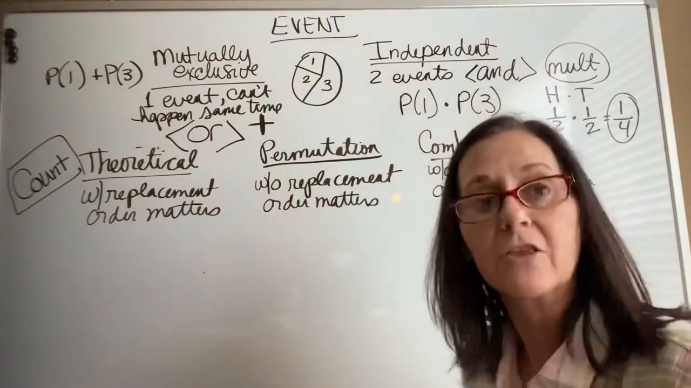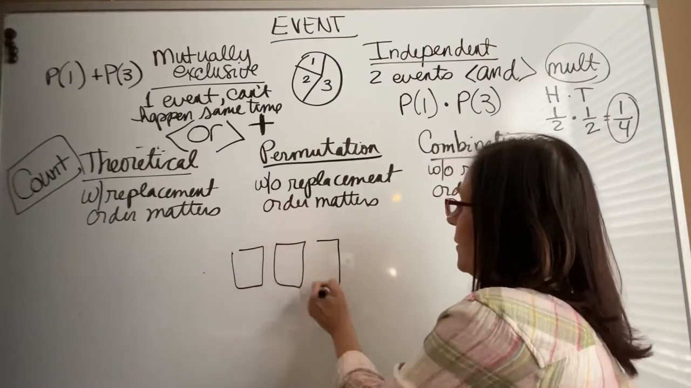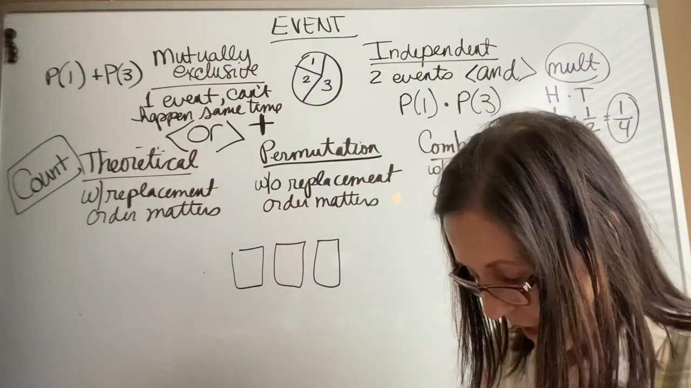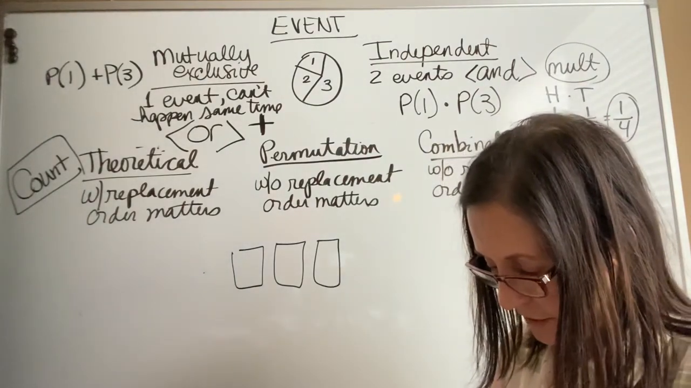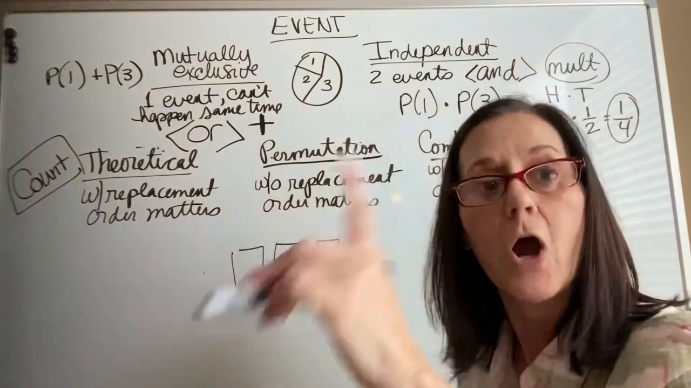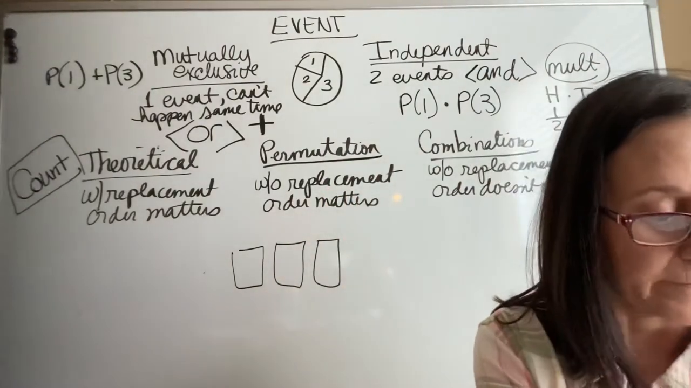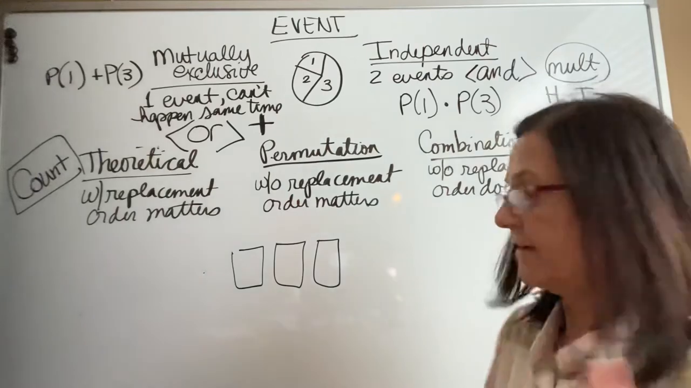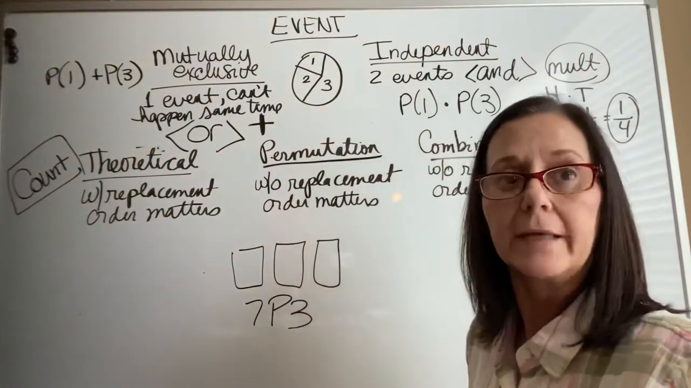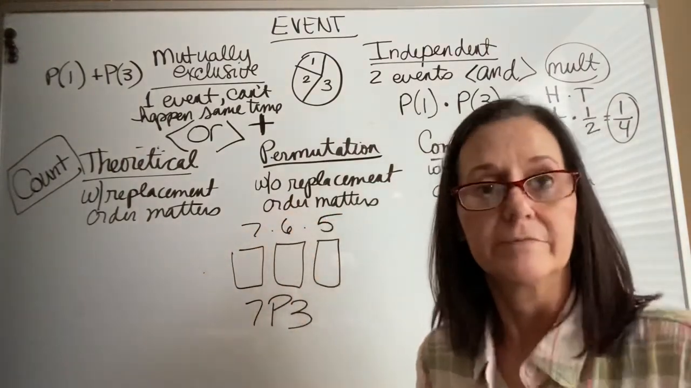116.4. How many three-letter signs can be made from the word numeral? Now I'm making a three-letter sign, but I have more than three letters. That's 1, 2, 3, 4, 5, 6, 7. Okay, so I have 7 letters. If no repetition is allowed, it's a permutation. So I have 7 and I'm picking 3. I could do that in my calculator. Or it's 7 times 6 times 5.